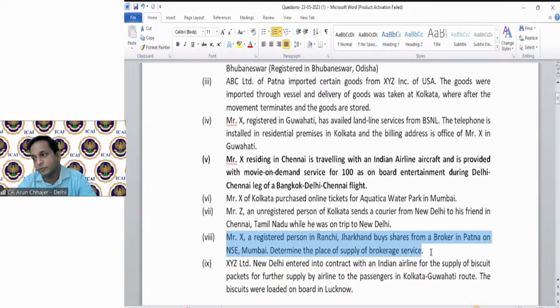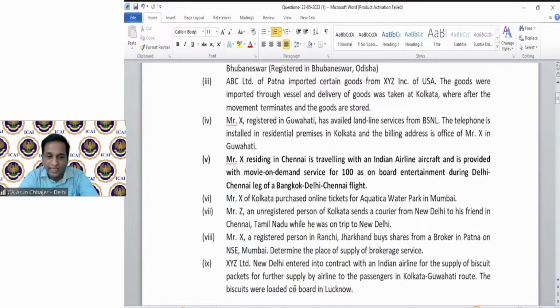Now the answer would be, in the given case, X is registered. So therefore we can say that the place of the supply would be Ranchi. The place of the supply would be Jharkhand. Why? Very nice, very nice. So Pranav, kindly participate in every question.